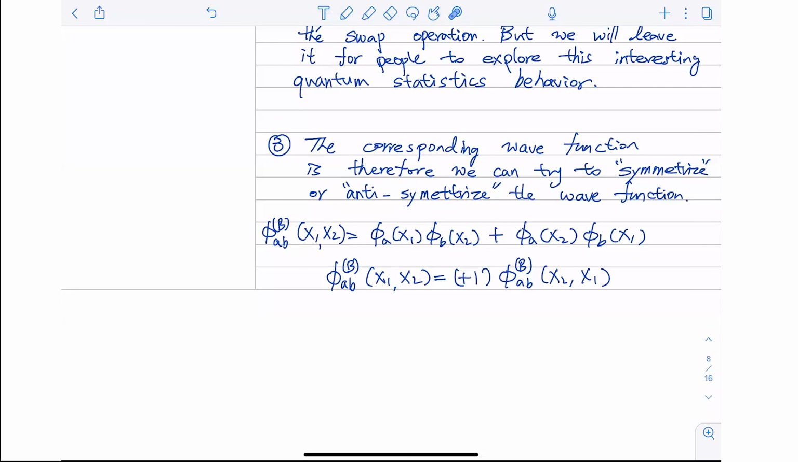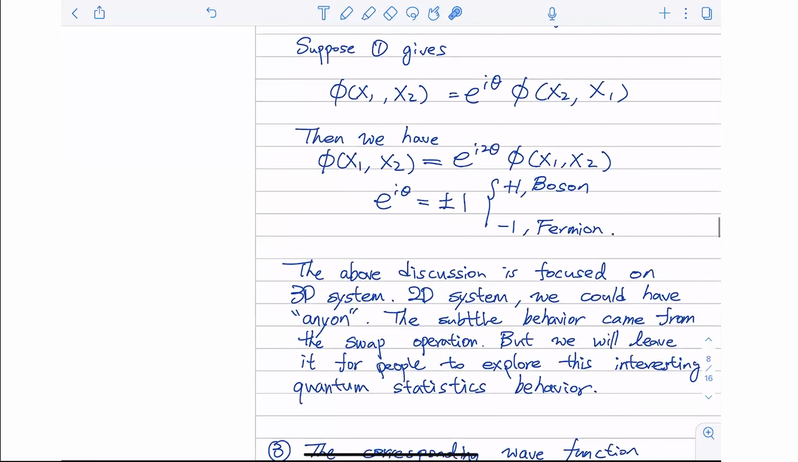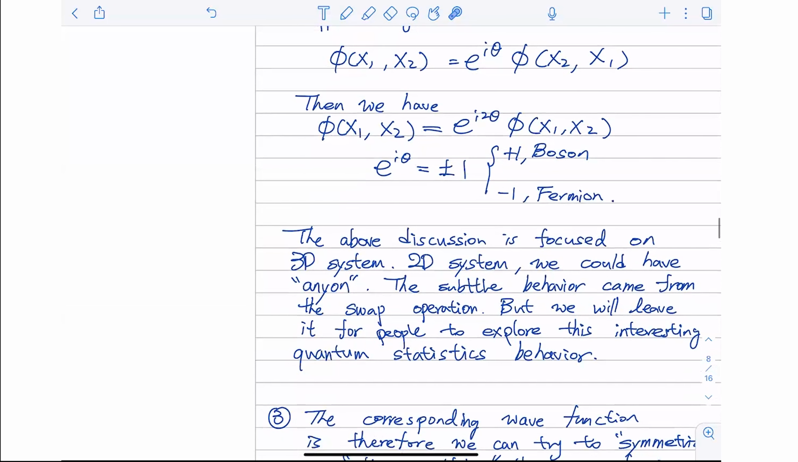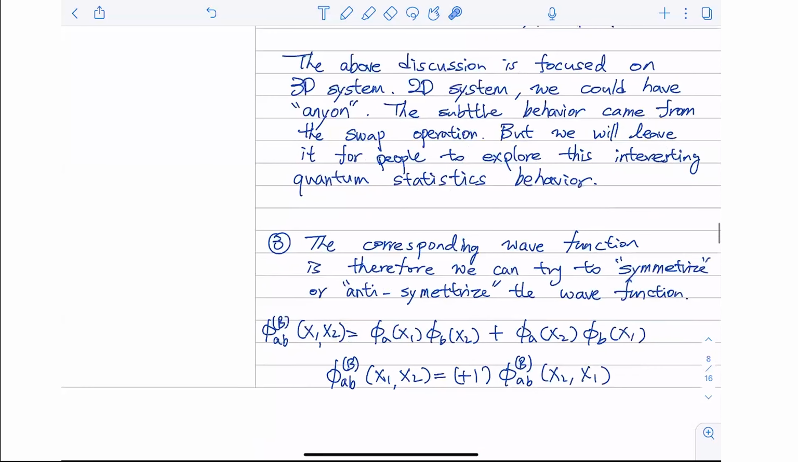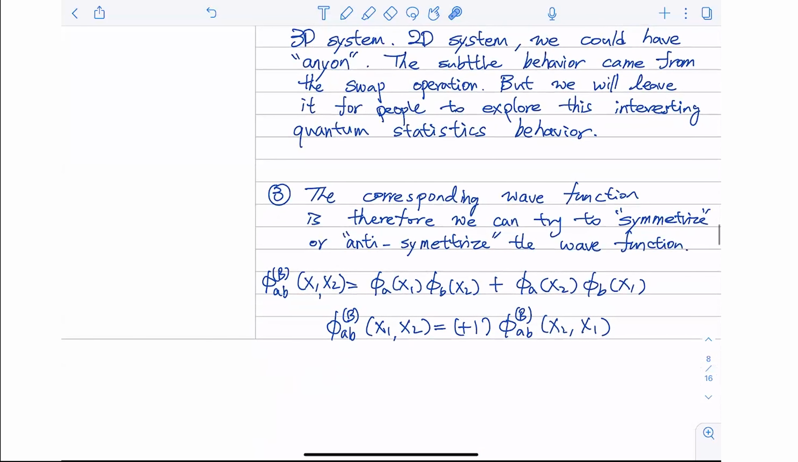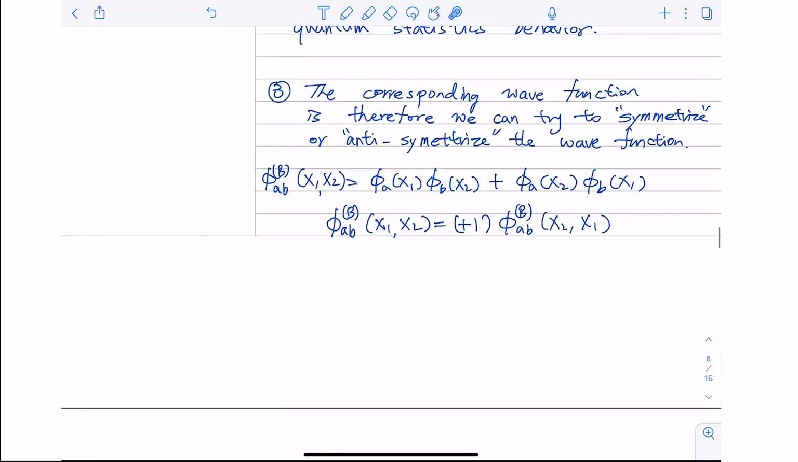Alright. So we roughly have an idea about what is boson and what is a fermion. Basically, when we try to swap the coordinates, boson should have a +1 overall phase factor, and fermion should pick up an additional -1 phase factor. So in order to have such a wave function, we can try to symmetrize or anti-symmetrize the wave function for the two particle system.